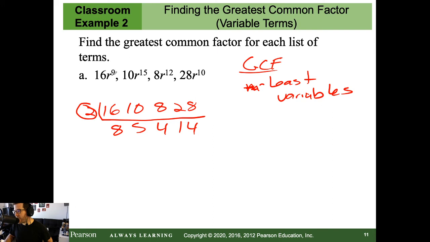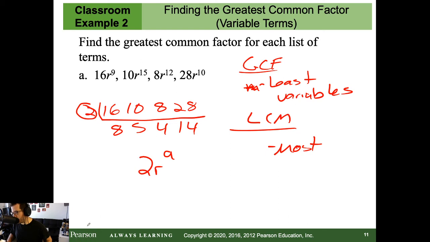But here I've got 9 R's. Here I've got 15. Here I've got 12. Here I've got 10. So we actually take the least amount, which in this case is going to be 9. If I'm trying to find the LCM, this is where it gets a little bit different, we're going to take the most. So in this case, the LCM would be whatever 2 times 8 times 6 times 4 times 14 is, but then it would be R to the 15th because that has the most R's. Hopefully that makes sense.